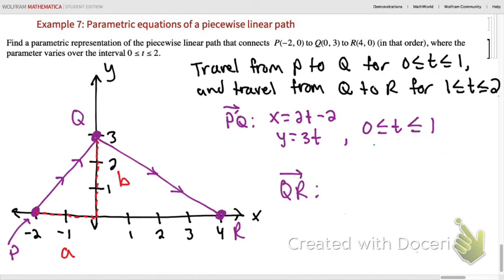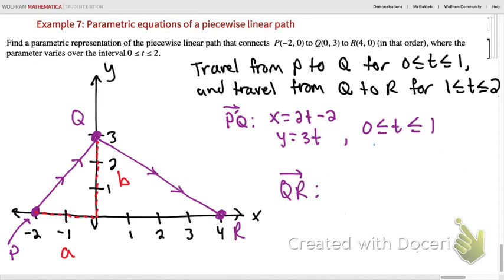Now, again, here's the one thing that's tricky. This time, it'd be a lot easier if the time interval was still 0 to 1. Unfortunately, the time interval from Q to R has to start at time t equals 1 and finish at time t equals 2.